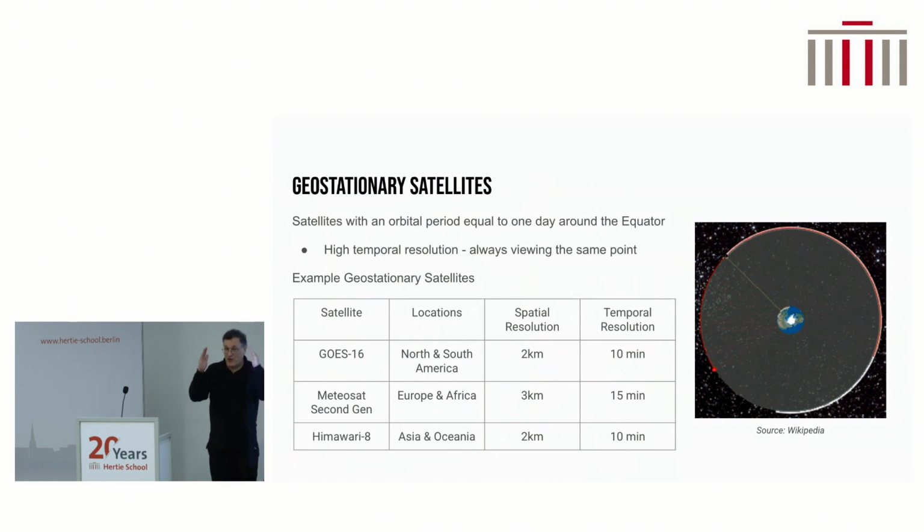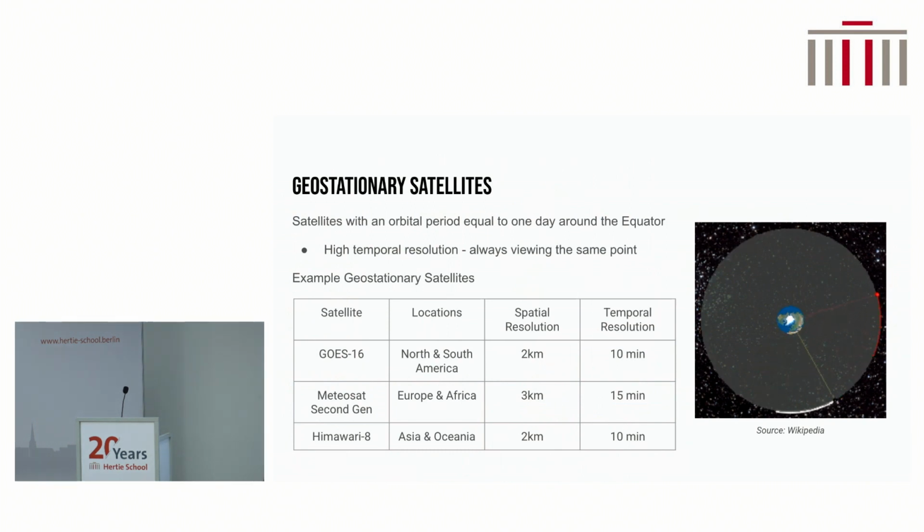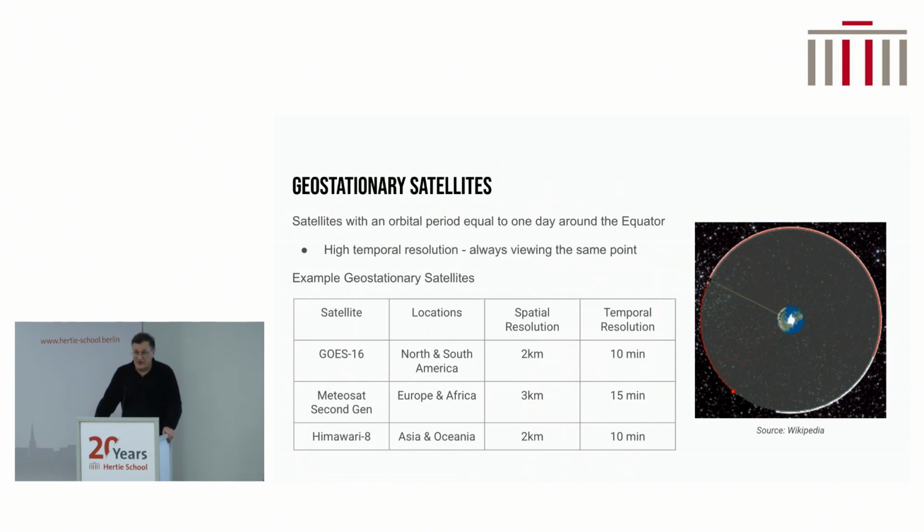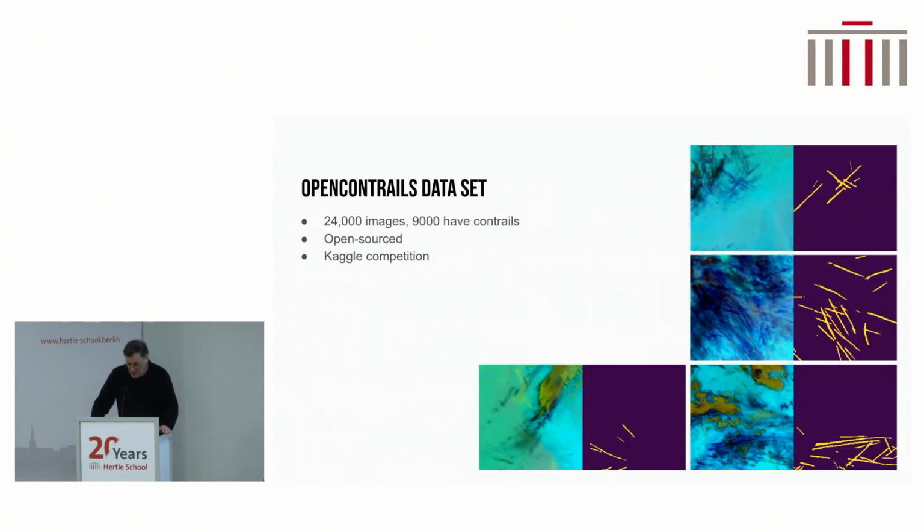So this is how all the weather satellites work. You get one picture roughly every 10 to 15 minutes. 2 kilometers is what we need. Over Europe, there's a new satellite that was just launched called Meteosat Third Generation, which is actually good enough for us to use, at 2 kilometers. So that's good. And so what we did is train the detector.